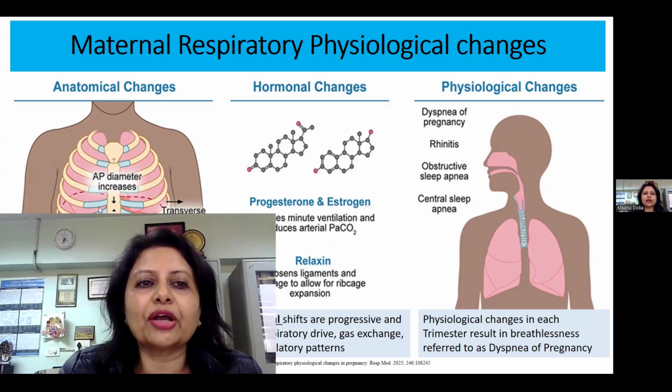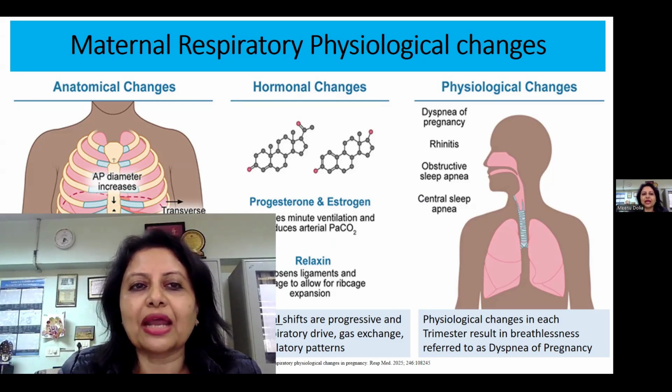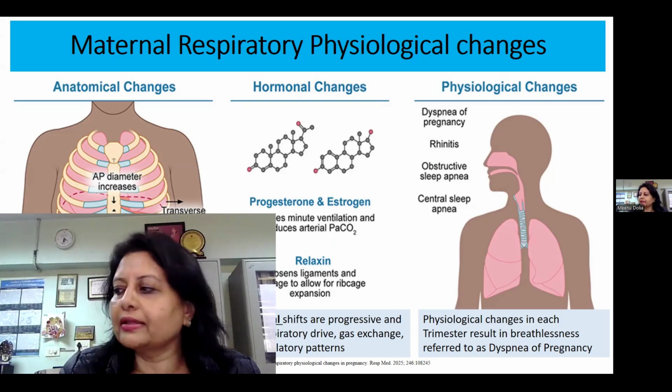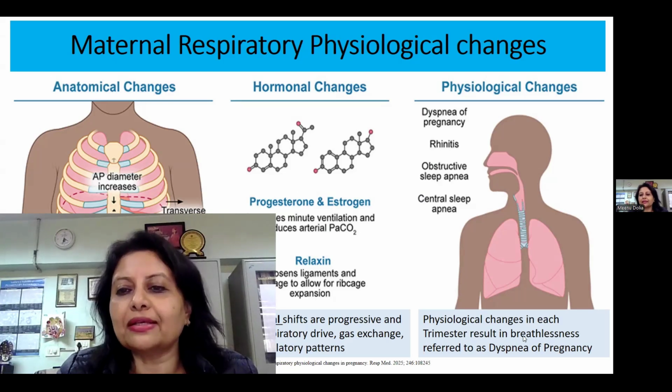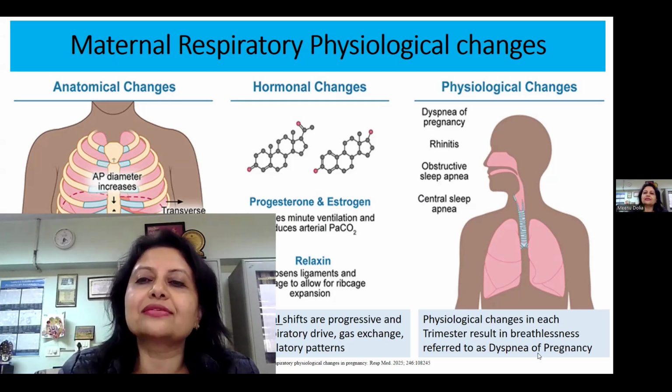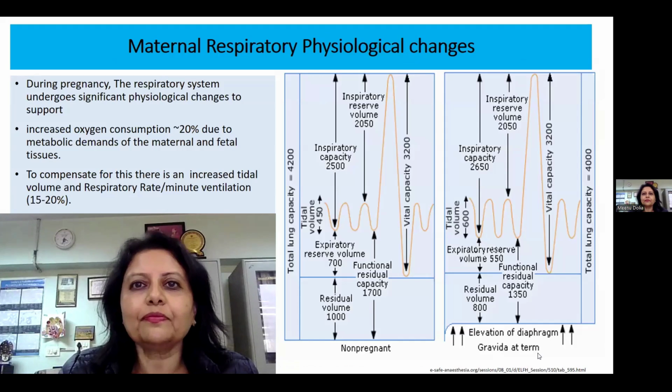There's an increase in the transverse diameter of the rib cage, and there is a change in the subcostal angle as the subcostal angle increases and the ribs rise. These two together result in the physiological changes, which in each trimester can result in progressive breathlessness and is referred to as the dyspnea of pregnancy.